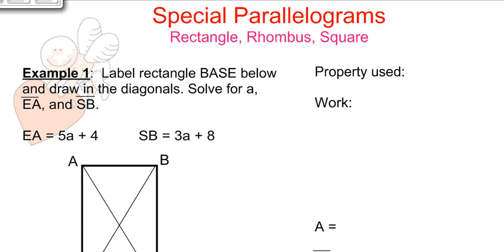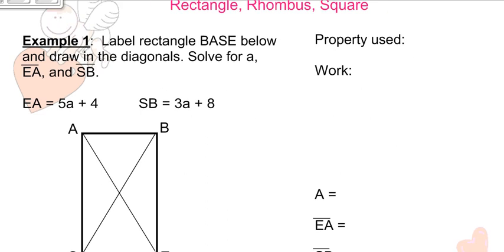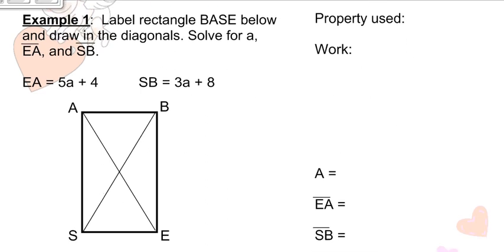All right, now we're going to look at a few examples of how we might use those properties to solve problems that they give our way. So here we're told that we have rectangle BASE, and they have the diagonals drawn in for us, and we're asked to solve for little a. So once we find little a, we're going to have to plug it back in to find EA and SB.